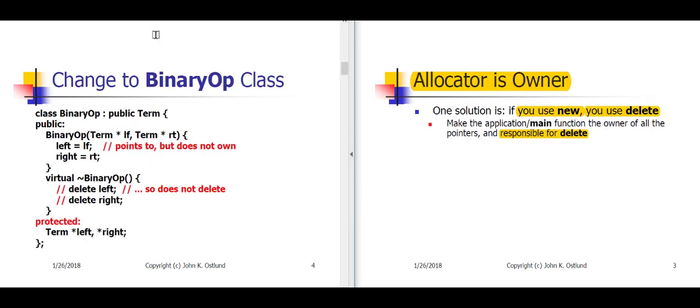In this case, we're going to want to modify our binary op class so that the binary op class does contain pointers to the left and right terms around the binary operator symbol, but is not considered to be the owner of those pointers. And so we modify our destructor so that the destructor is no longer responsible for doing deletes of these pointers.